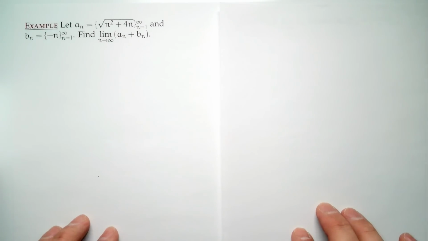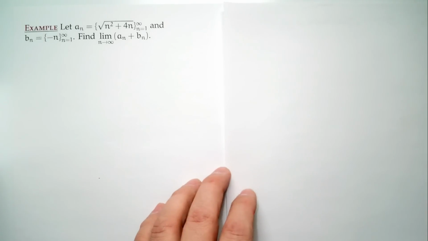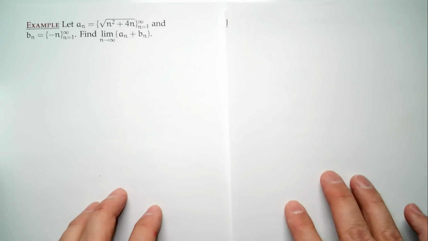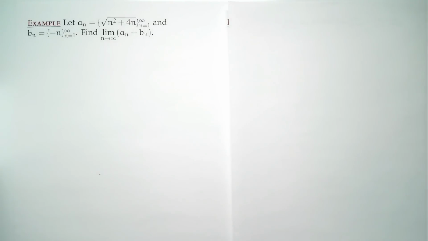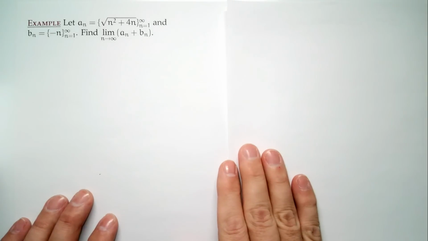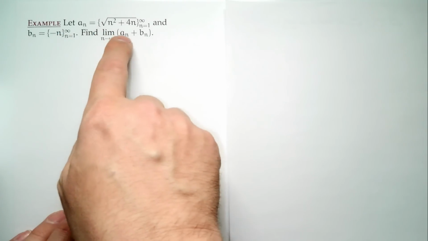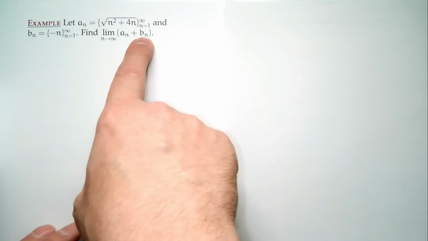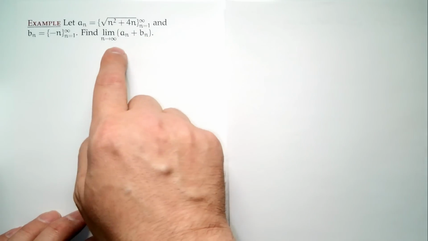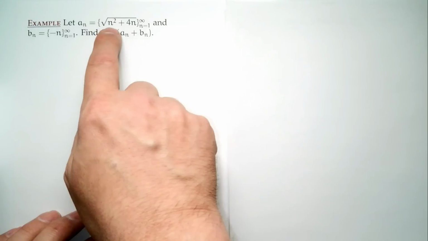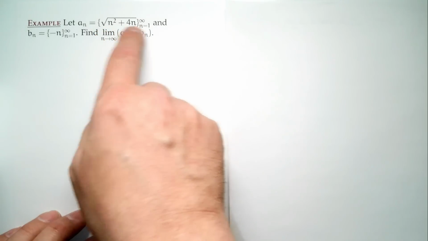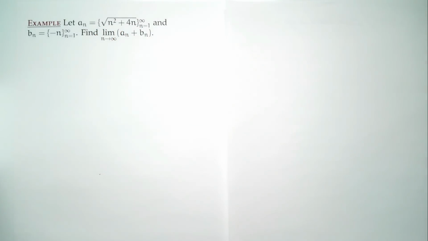All right, an example. a sub n is the square root of n squared plus 4n as we go from 1 to infinity, and b sub n is minus n as we go from 1 to infinity. What happens to a sub n plus b sub n? Well, let's just think about them individually. I have the square root of n squared plus 4n, and n is getting big. So what happens to something that looks like the square root of n squared plus 4n for large values of n?